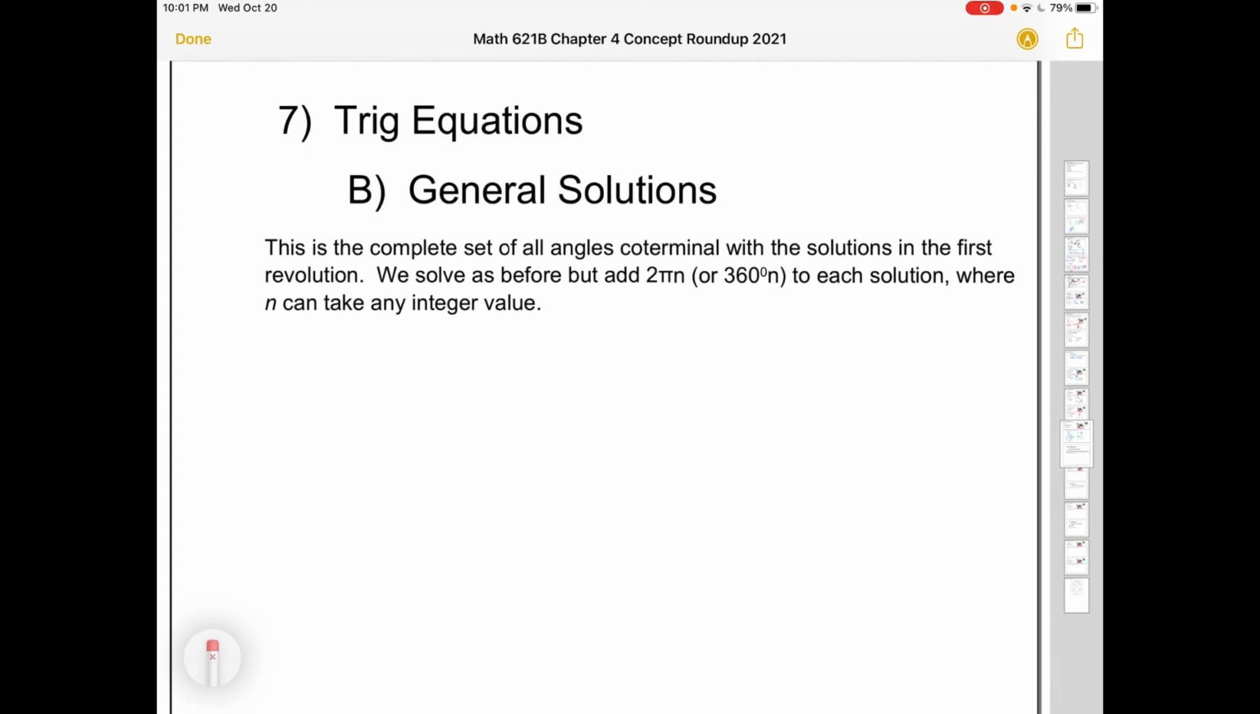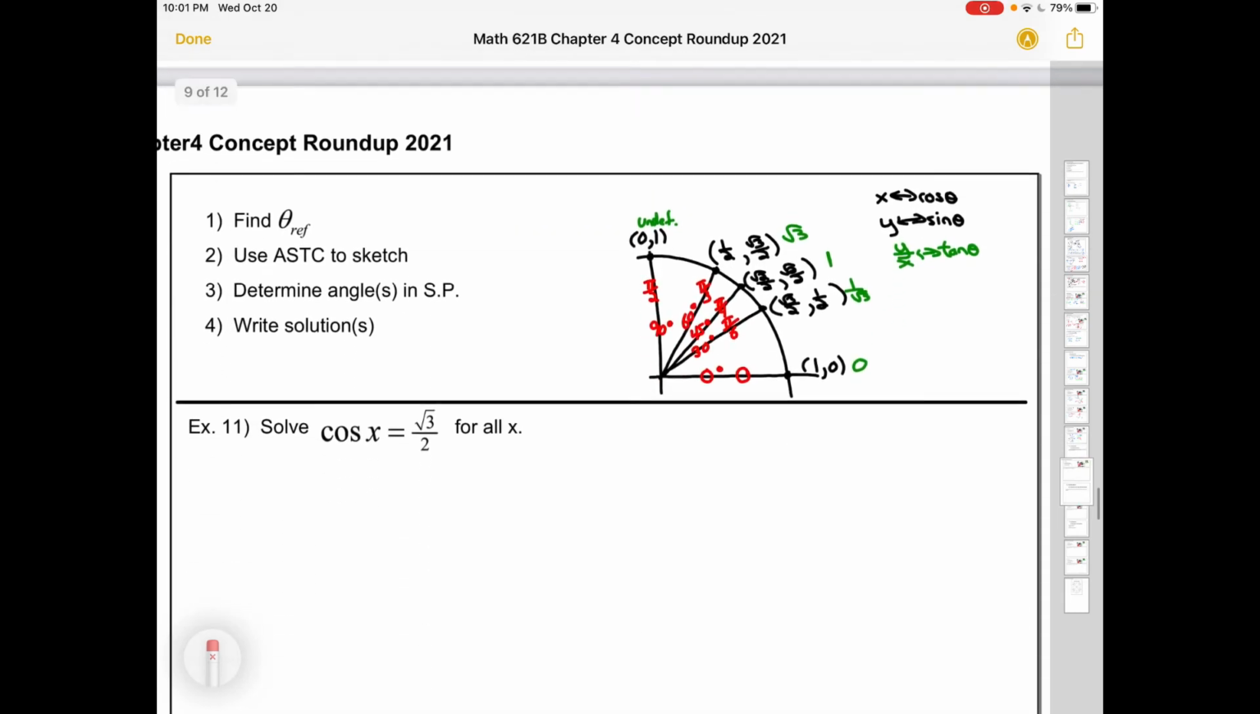And the way that we do that is just find the answers that are in the first positive revolution. I think anyways, that's the easiest way to do it. And then just add 2 pi n, or 360 degrees n if it's in degrees, to each solution, where n can take any integer value. That means that you're saying that it's that initial solution plus every revolution that sort of ends in the same place as it. Okay, so let's try one here.